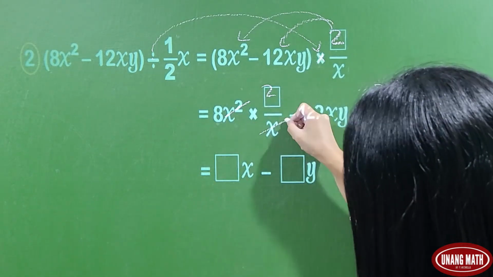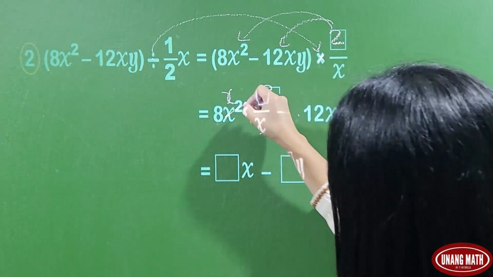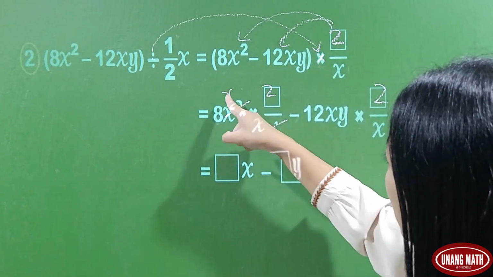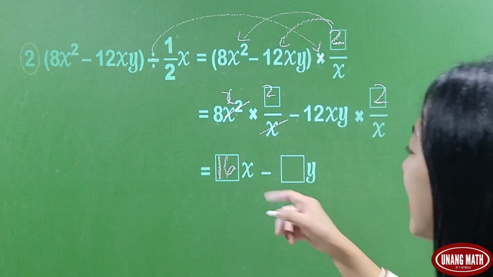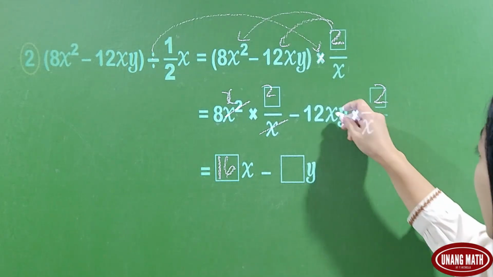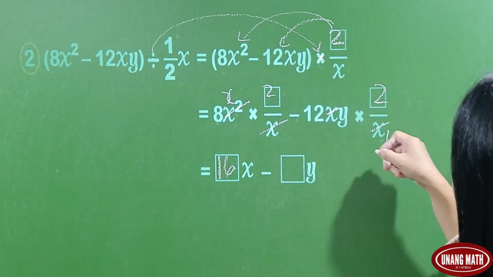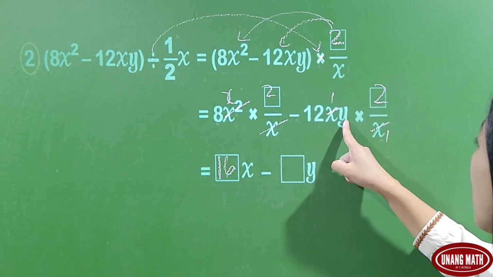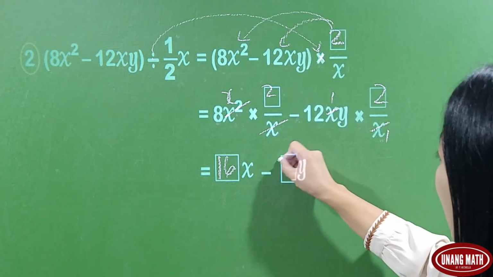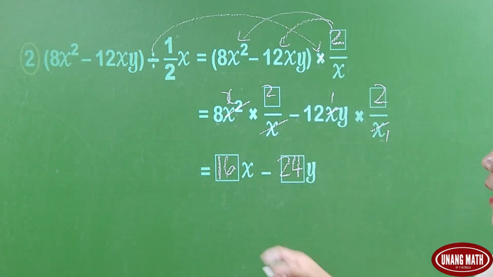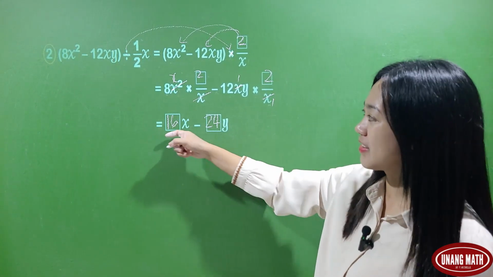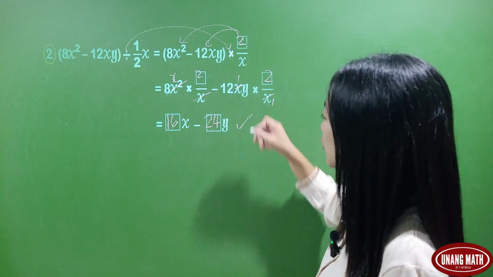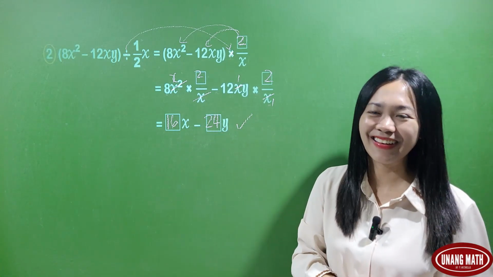X squared and x, we can simplify. So this becomes x. So 8 times 2 times x, that would be equal to 16x. Okay, what about here? X and x can be simplified. So this is 1. So we have here negative 12 times 2 times y. Then that would be equal to negative 24y. So the simplified expression is 16x minus 24y.